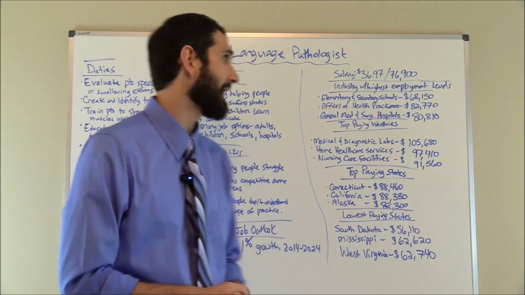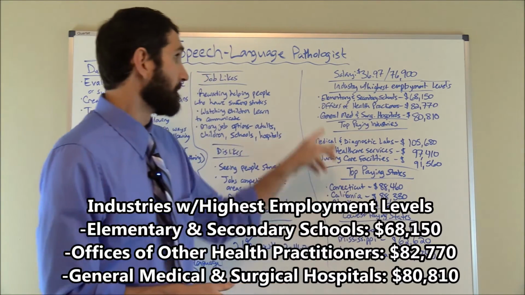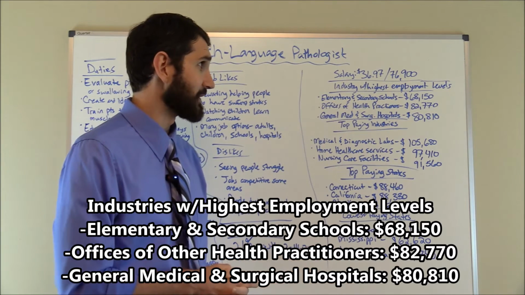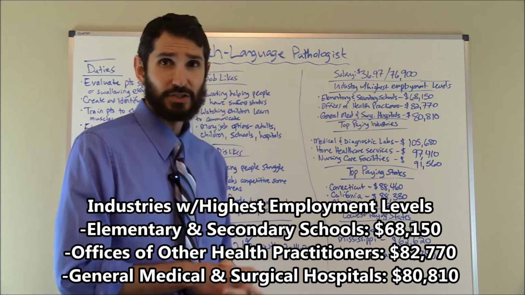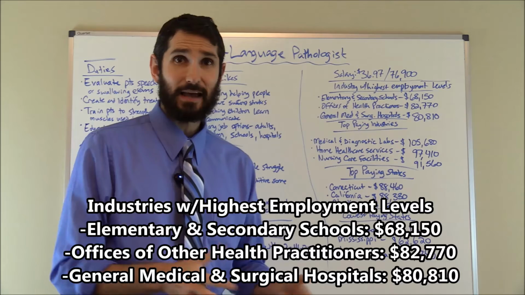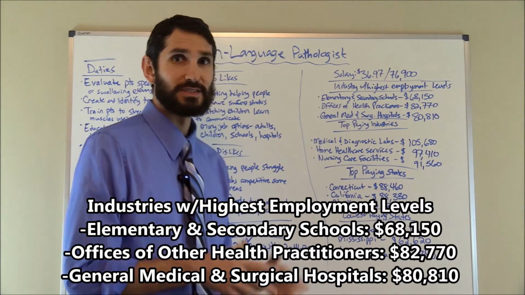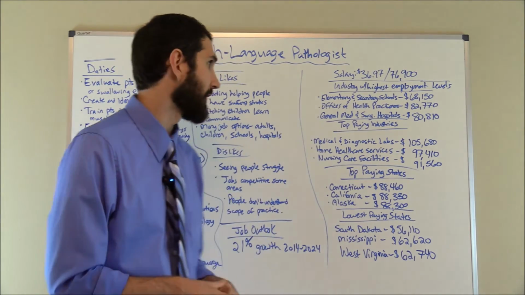So let's talk a little bit about that. The industries with the highest level of employment for this position: number one, elementary and secondary schools, and the average salary there is $68,150. Offices of health practitioners came in at number 2 with $82,770 as the average salary there. And then general medical and surgical hospitals was the third with $80,810 for the average salary there.